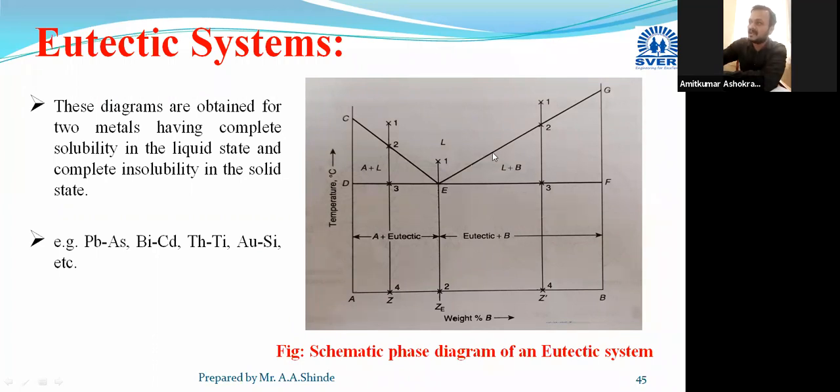Okay, and at any given temperature in this region, you can calculate the amount of liquid and the amount of this proeutectic B with the help of this liquidus line and this solidus line. Then in region 2 to 3, liquid will be there and proeutectic B in dendritic shape, and the remaining amount of the liquid.